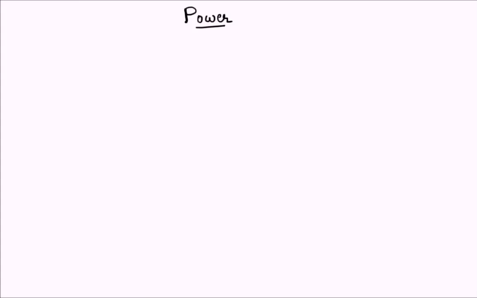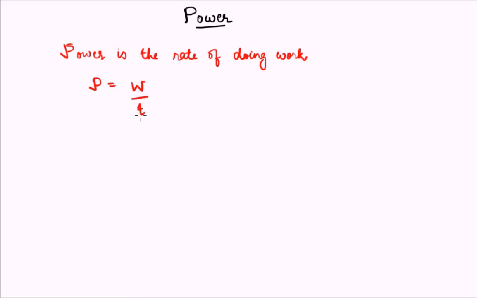Power is defined as the rate of doing work. Therefore, mathematically, power, which is also represented as P, is work done per unit time. So, work by time.